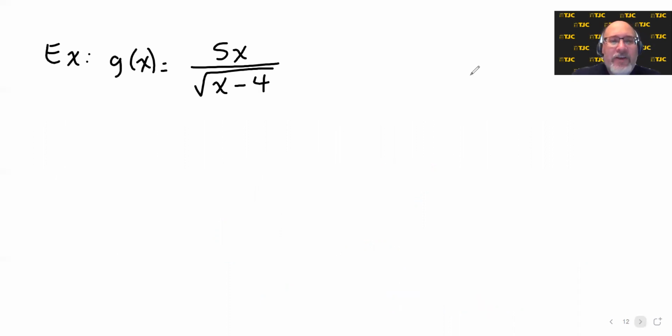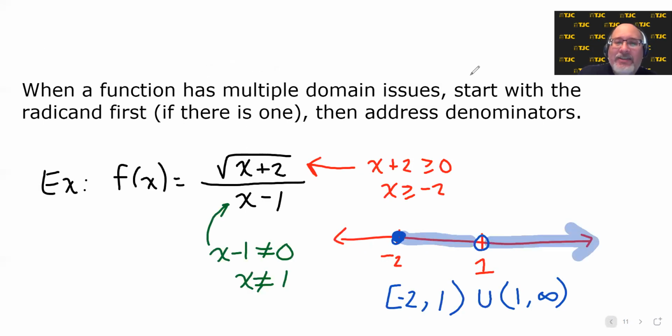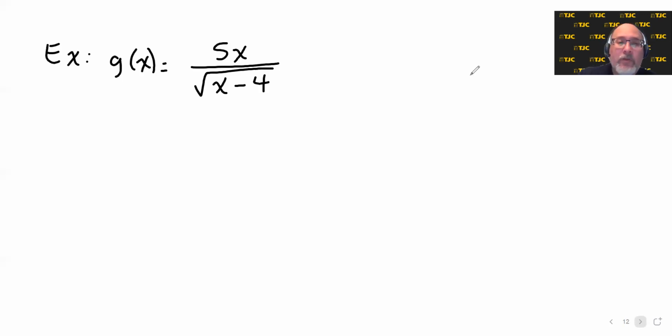For example, g of x equals 5x over the square root of x minus 4. There's something I forgot to mention when we talked about fractions. It doesn't matter what's in the numerator. The numerator can be anything. It's only the denominator that has a domain issue. So when we're finding the domain of a rational function, we normally don't focus on the numerator unless it has another issue like this one that had the square root in the numerator.